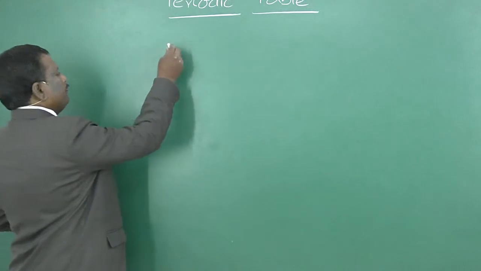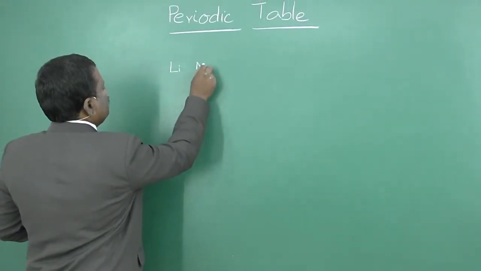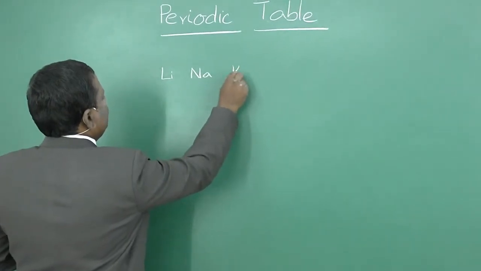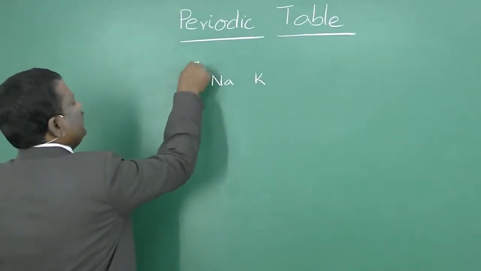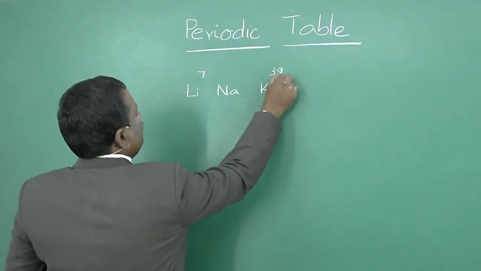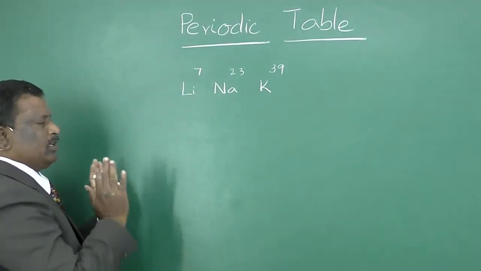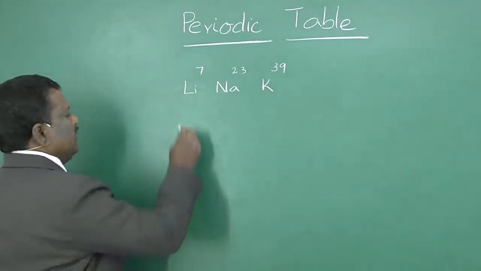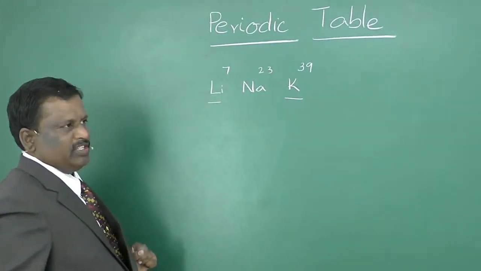According to him, for example, lithium, sodium and potassium. The atomic weight of lithium is 7, potassium is 39, and sodium is found to be 23. So when it is made as a triad, the first element and third element are lithium and potassium.